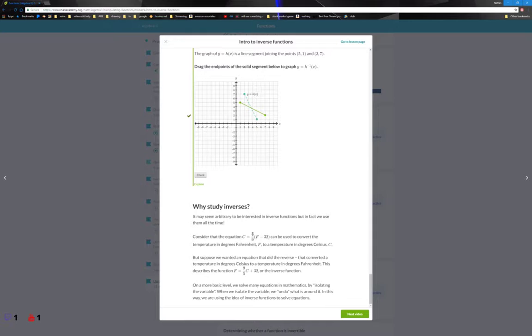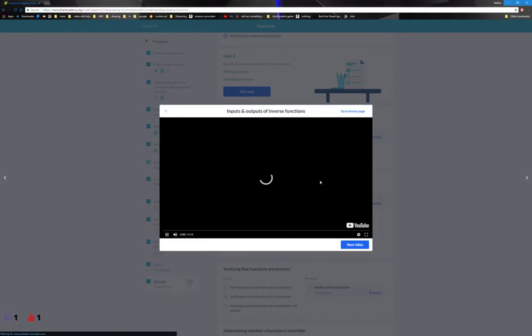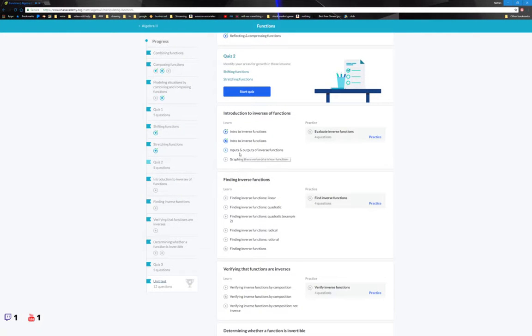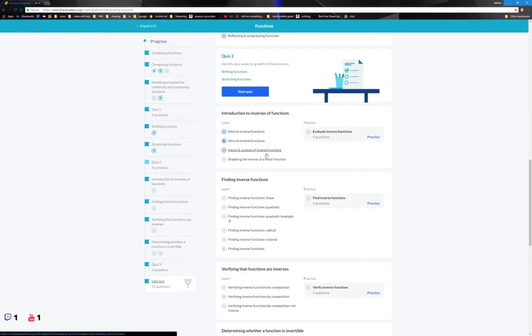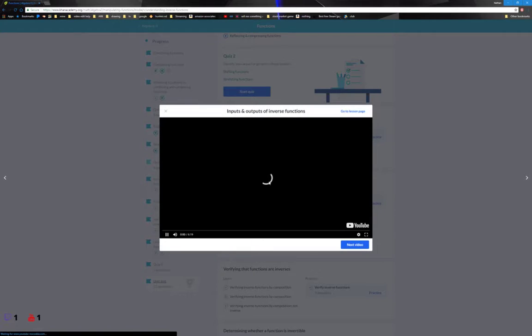On a more basic level, we solve many equations in mathematics by isolating the variable. When we isolate the variable, we undo what is around it. In this way, we are using the idea of inverse functions to solve equations. So now we're going to watch a video. And then we have another video, and then we'll be doing practice problems.